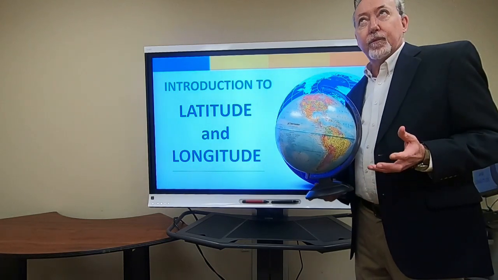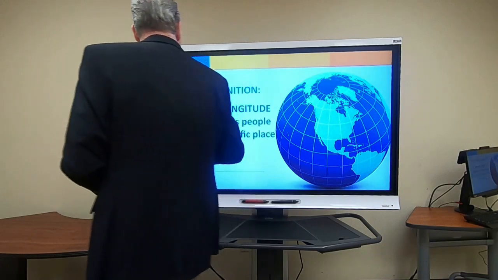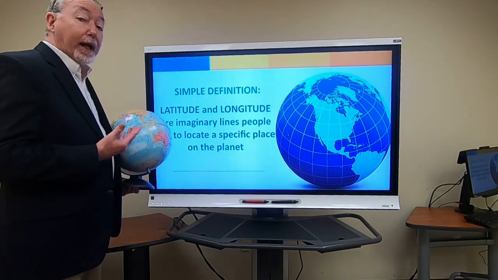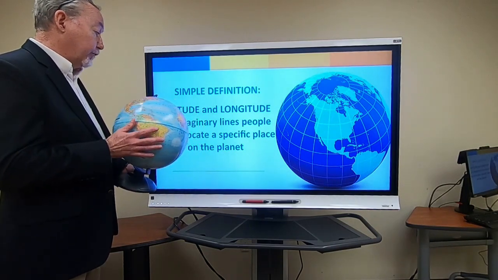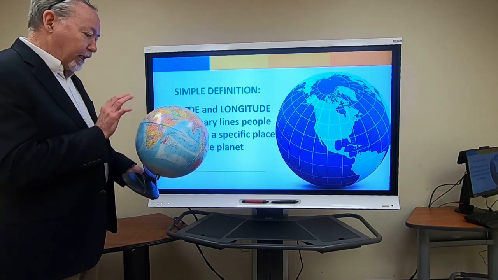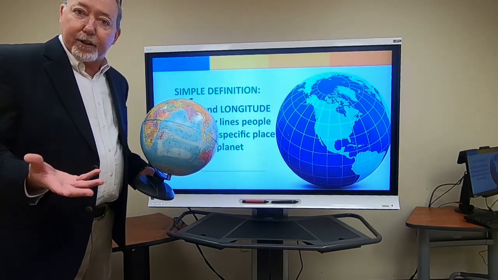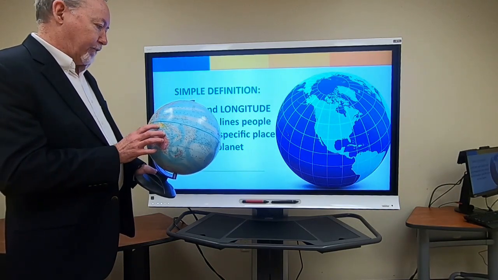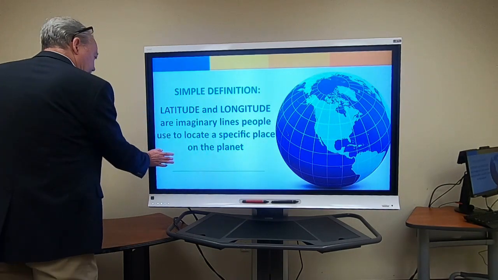The first thing I need to start this is a simple definition. So here we go. The simple definition we're going to use: latitude and longitude are imaginary lines that people use to locate a specific place on the planet. Every specific spot on this globe has its own global address, and that's determined by the latitude and longitude lines. So let's talk about the latitude ones first.